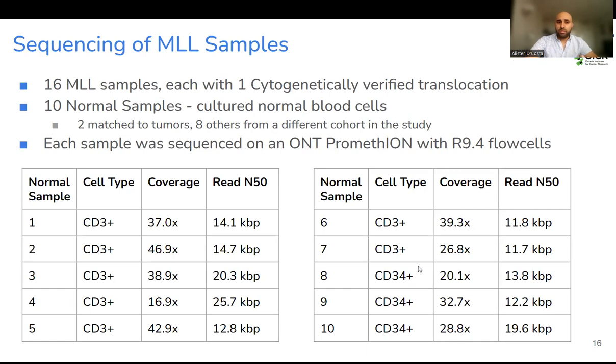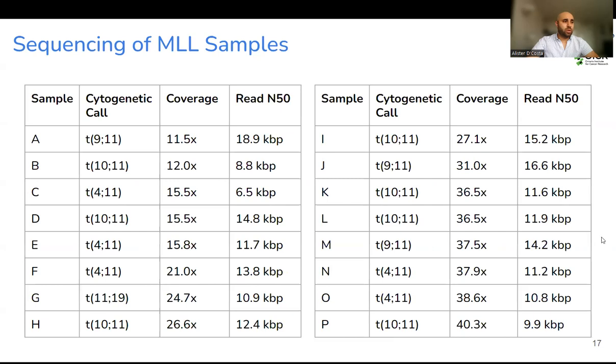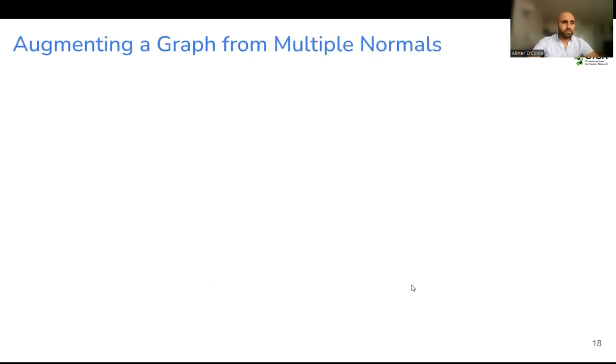Each of these samples was sequenced with an ONT PromethION with an R9 flow cell, and we can see here a short overview of the normal samples, and similarly with the tumor samples, noting known translocations between chromosomes 9 and 11, 10 and 11, 4 and 11, as well as 11 and 19 present. So these are the cytogenetically verified translocations that we're looking to detect.